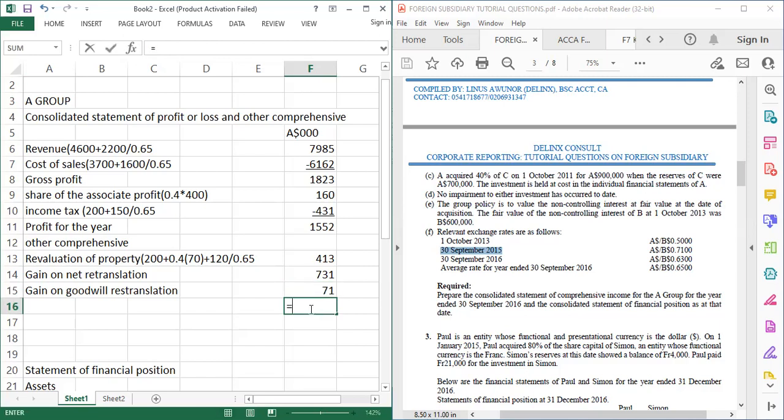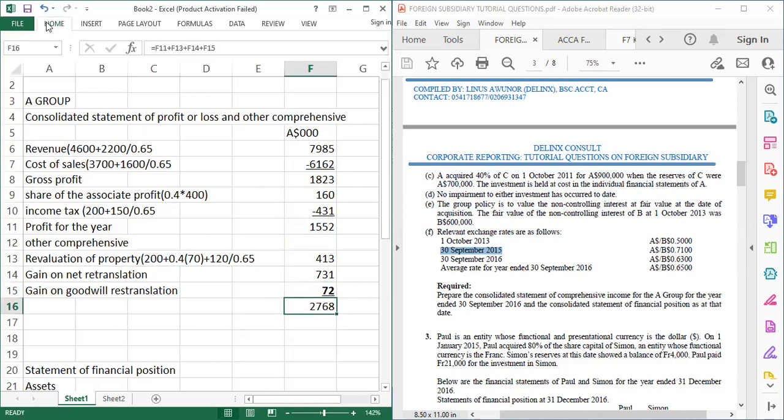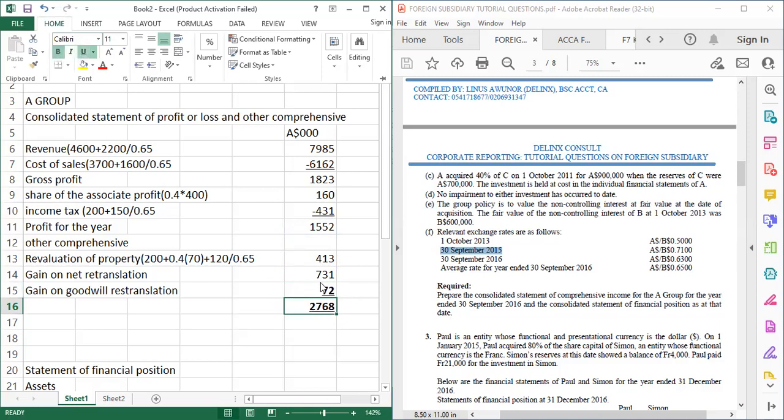So let's look at the total. Minus 72. It's 72. Okay. So 72. So let's now have our total comprehensive income for the year. So we are having two.